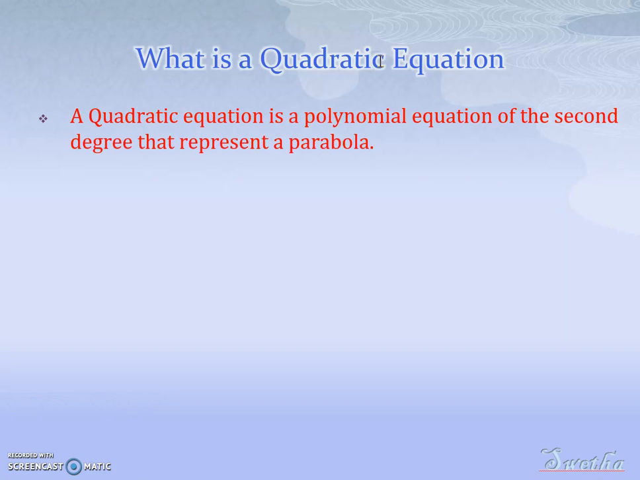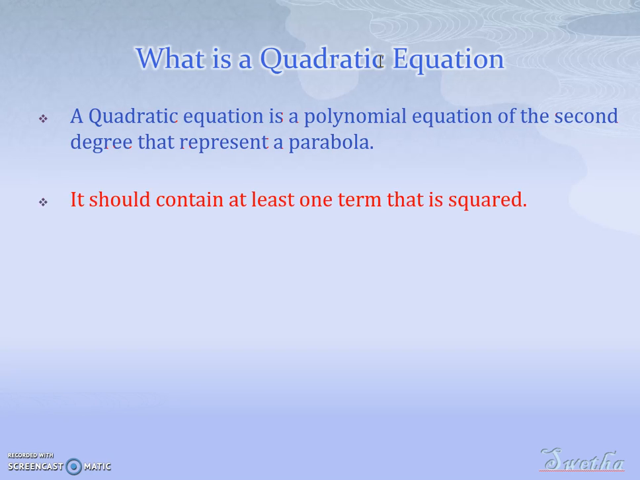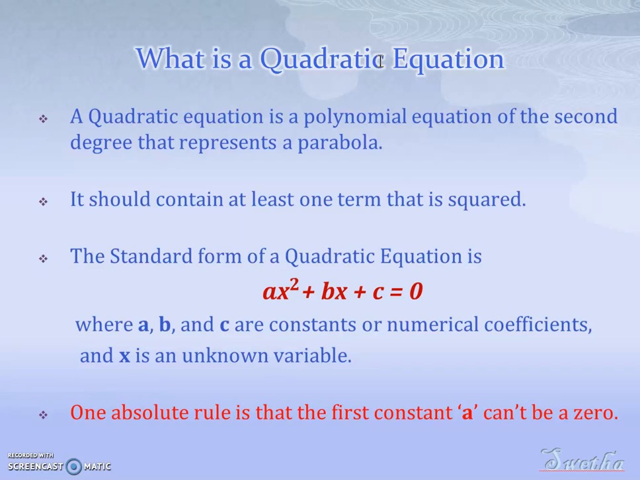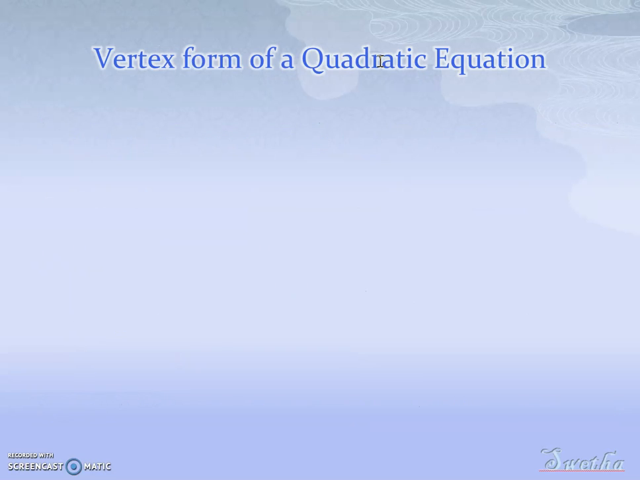A quadratic equation is a polynomial equation of the second degree that represents a parabola. It should contain at least one term that is squared. The standard form of a quadratic equation is ax squared plus bx plus c is equal to 0, where a, b, and c are constants or numerical coefficients, and x is an unknown variable. One absolute rule for the quadratic equation is that the first constant a cannot be 0.